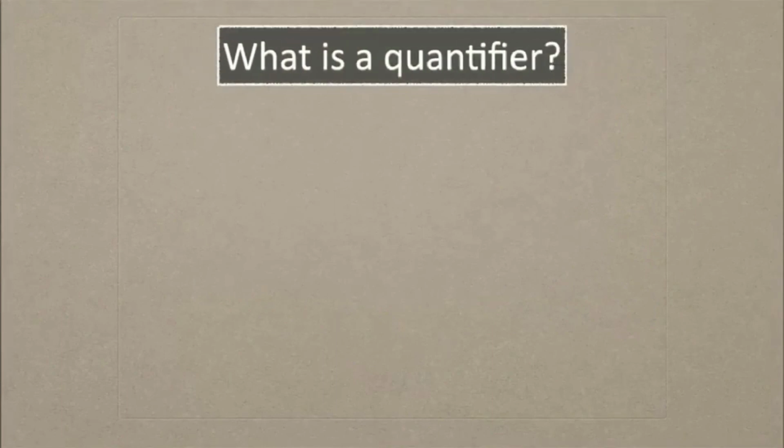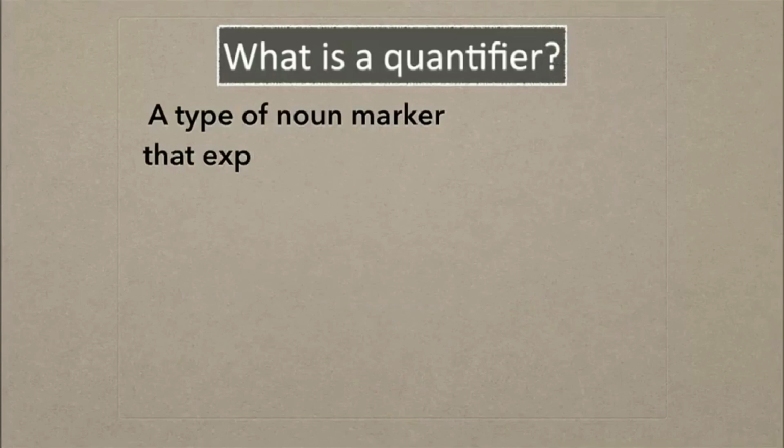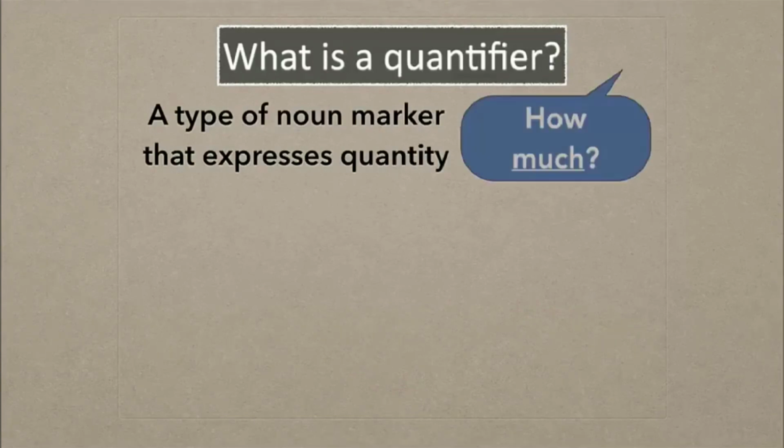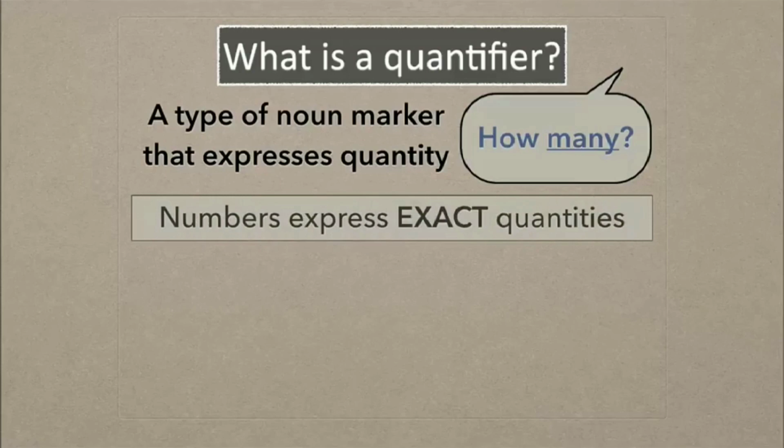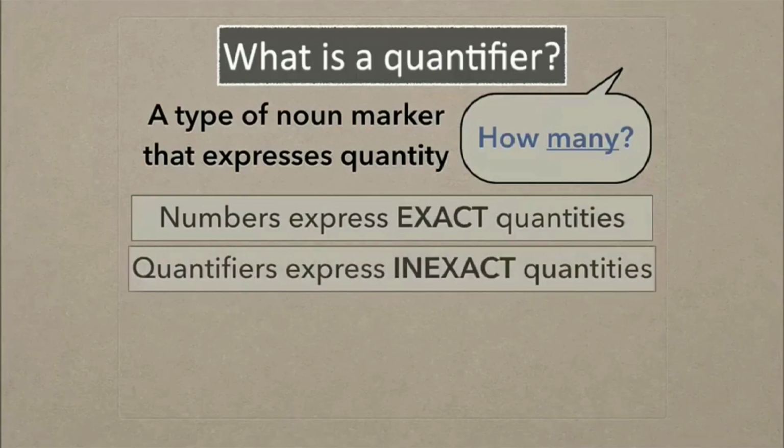On quantifiers by defining what quantifiers are. Quantifiers are a type of noun marker that expresses quantity, meaning they answer the questions how much or how many. Numbers express exact quantities, right? However, quantifiers express inexact quantities. Inexact meaning not exact.